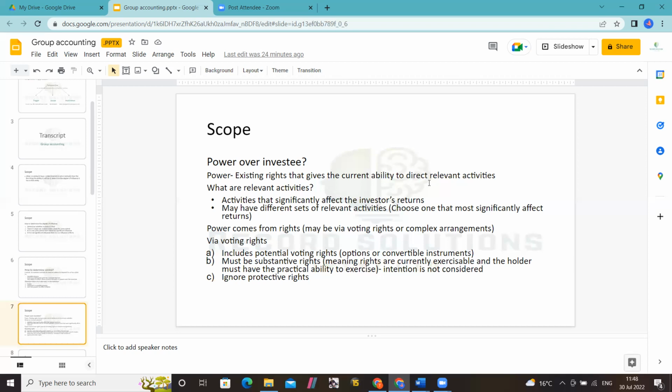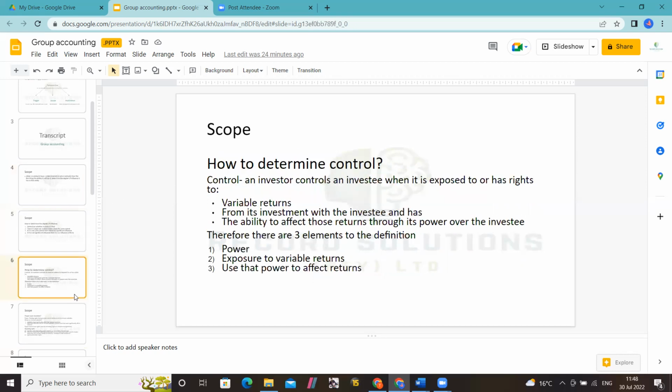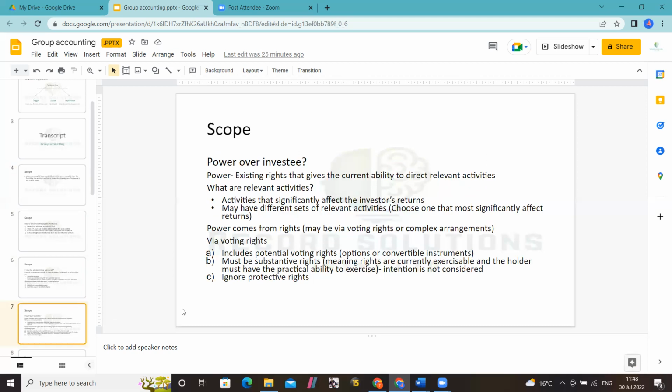Now these relevant activities, they might tell you exactly, because remember when entity A buys a stake in entity B, how do they buy it? It's via a contract, right? It's a financial instrument. So they are signing a contract, these people. They sign a contract, and then in the contract, it has the details, right?